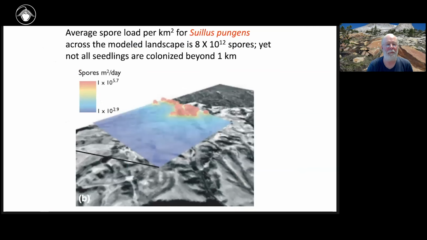And if you model this, which is what Kabir Pei did, you see that around the forest, the amounts are again around 1 million spores per square meter per day. So that's a lot of spores. And by the time you're out a kilometer, it's dropped precipitously, but there's still a lot of spores, and yet only about a quarter of the seedlings will get colonized out there. So we're hitting this level where, even though we have this astronomical level of spores, the forest really can't expand that fast because it's limited by them.